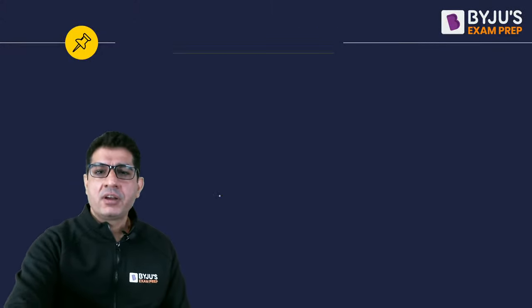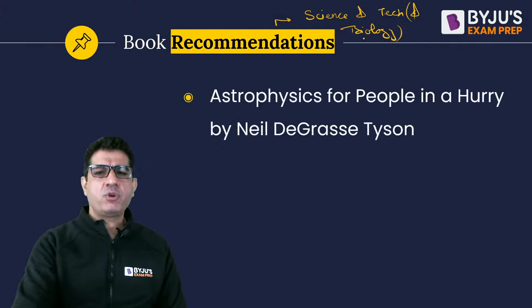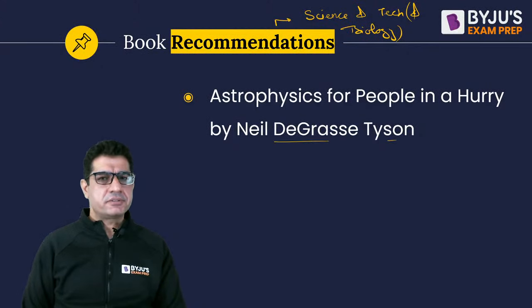Then moving on, my book recommendations for science and tech, particularly biology. So have you heard of Neil deGrasse Tyson? Considered one of the brightest, sharpest brains of our contemporary world. He wrote a book called Astrophysics for People in a Hurry, apart from, of course, quite a few other books too. So this is a book that I can definitely recommend to you.